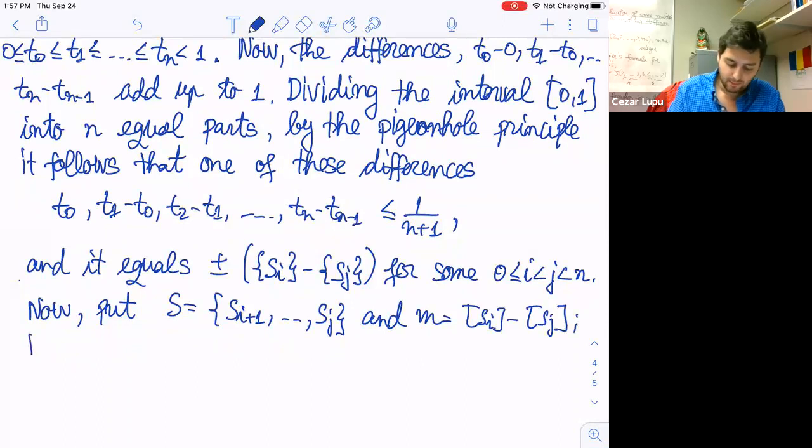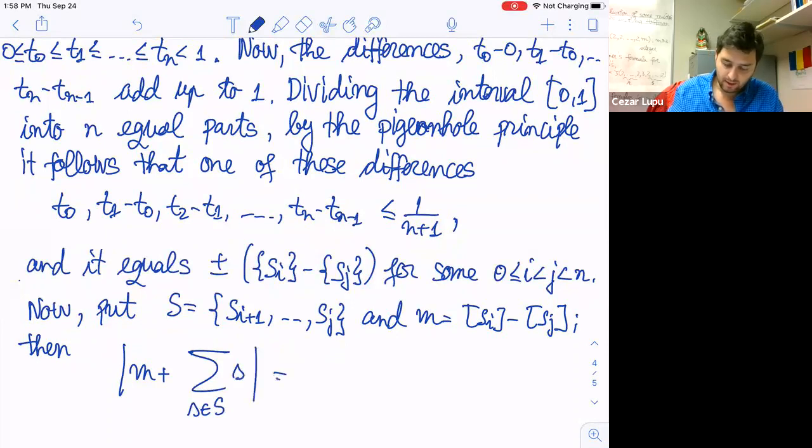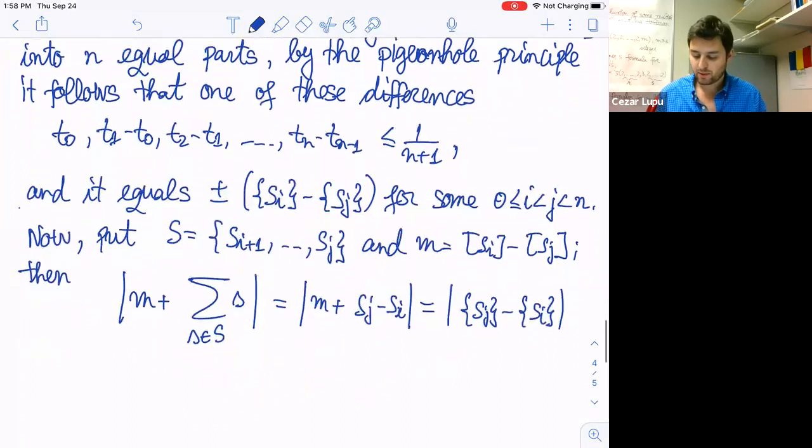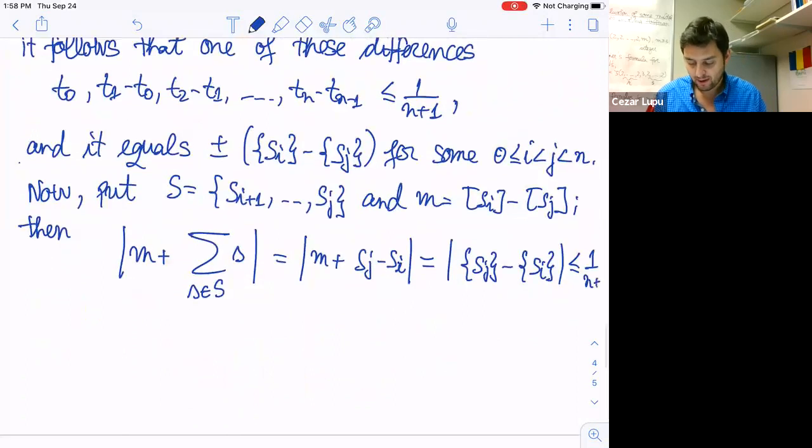And then, well, we need to verify the inequality, then M plus the sum of all s in S. This will be nothing else than just M plus the sum of all these. If you look at them, it will be nothing else than just s_j minus s_i. And this will be nothing else than just the absolute value of the fractional part of s_j minus the fractional part of s_i. And of course, this will be less than or equal to 1 over n plus 1. Yeah, that's a bit tricky, I would say. And that's it. So this is how you construct the set.